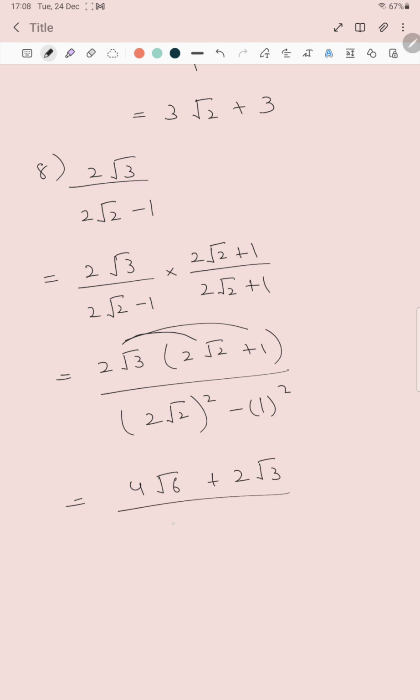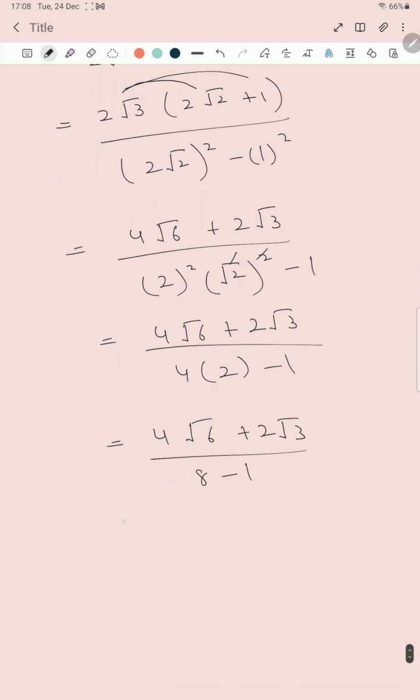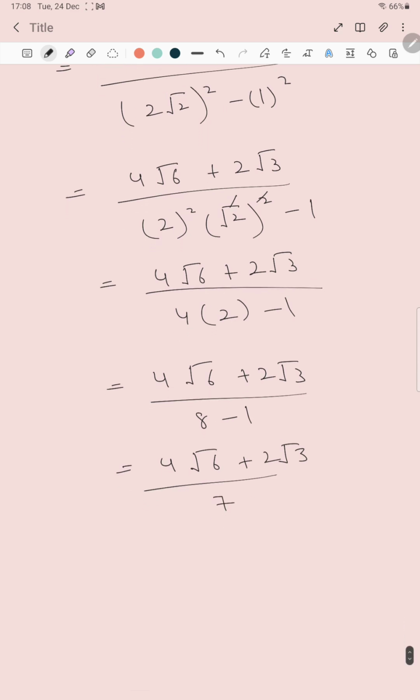Now when you apply the square on this, 2 square and square root 2 square minus 1. So 4 square root 6 plus 2 square root 3, 2 square is 4, and square root cancel, 2 minus 1. So 4 square root 6 plus 2 square root 3 divided by 4 2s are 8 minus 1. So 4 square root 6 plus 2 square root 3, 8 minus 1 will be 7.